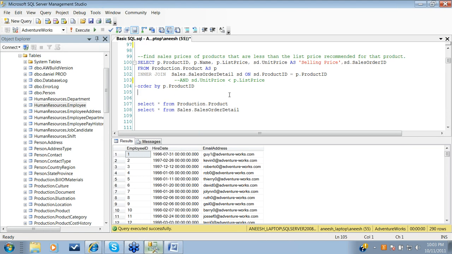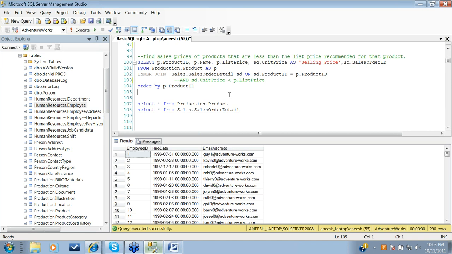Get the tables. Identify the tables, right? Or where exactly I can get the data. Well, we are certainly looking for the product, so the product information comes from production.product. There's no question about it.